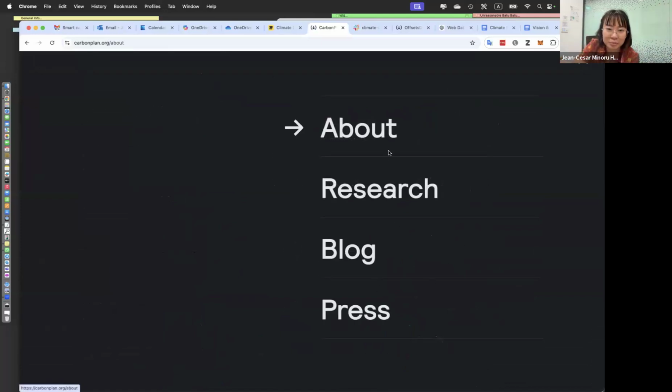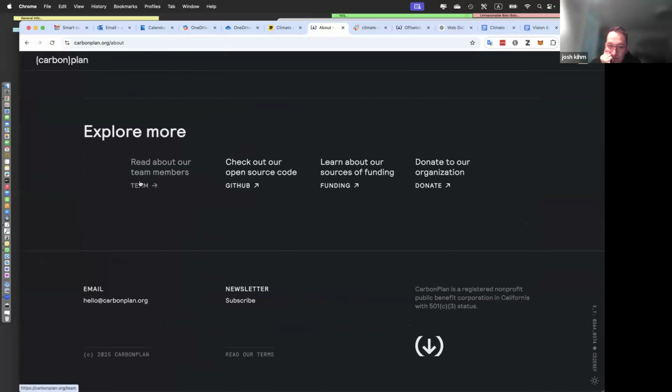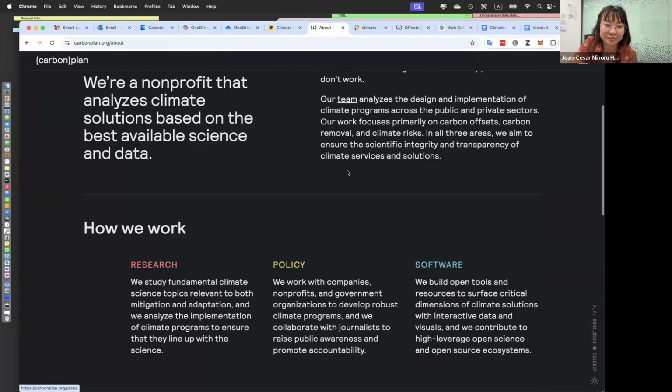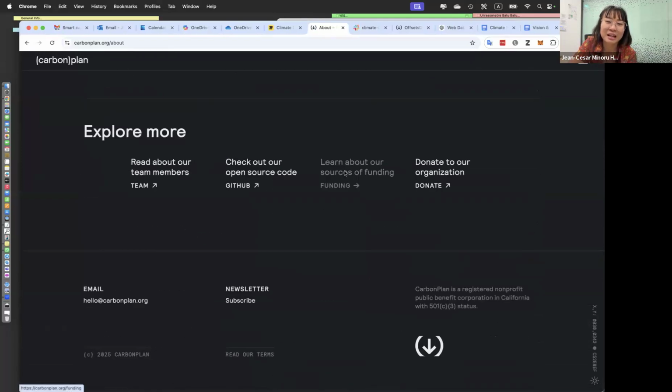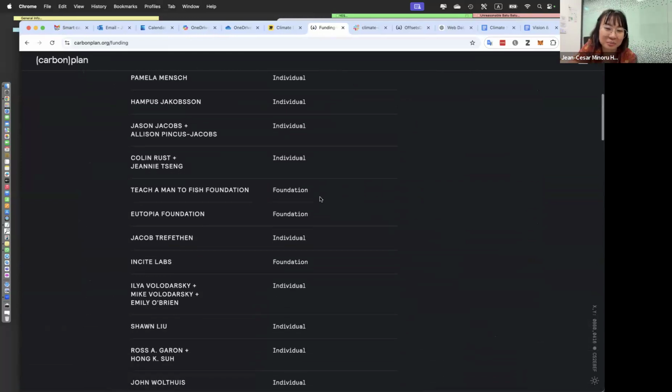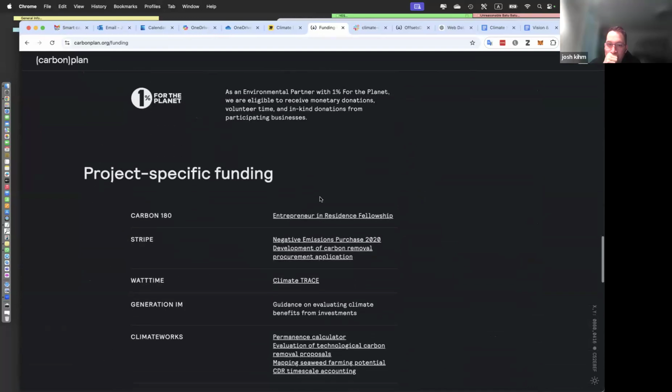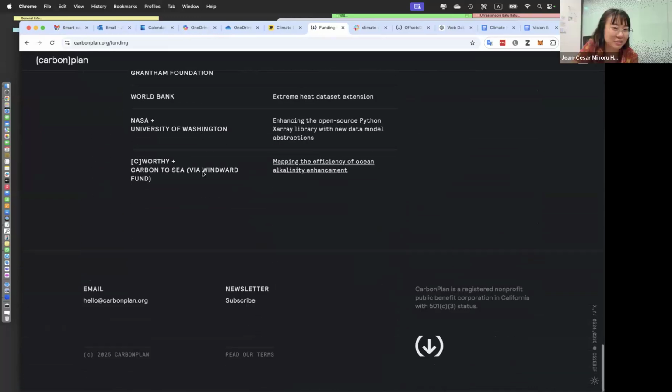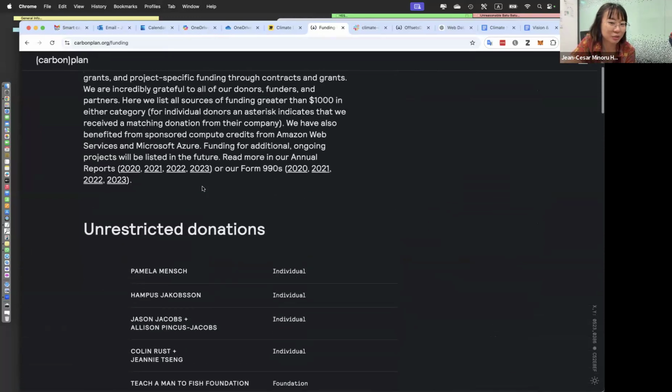They give you their team, their code, their funding, their organization, and I feel like they have a good structure that we can learn from. And I'm also curious how we could leverage these systems that have already been built. I mean, they've made it open source, and they've shared all of these different organizations that they're working with.